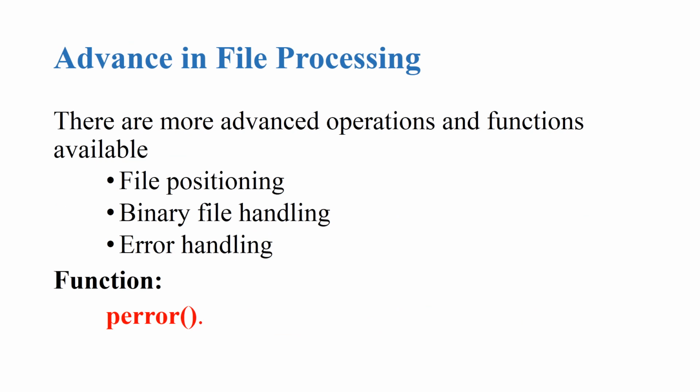Finally, advanced file processing. There are more advanced operations and functions available. They are file positioning, binary file handling, error handling. The function used for this advanced processing is the perror function. The perror function is a standard C library function which is used to print a descriptive error message to the standard error stream. It helps in diagnosing errors that occur during runtime. This is about file processing in C programming language.